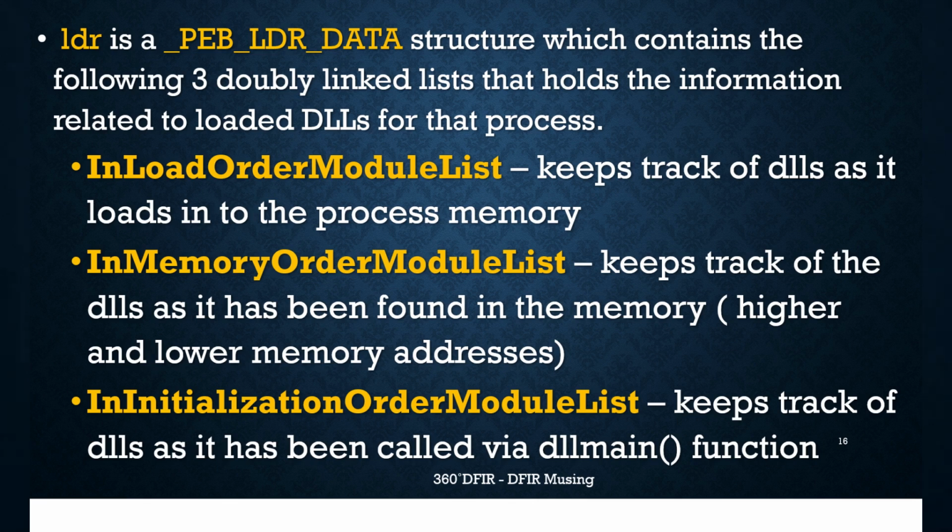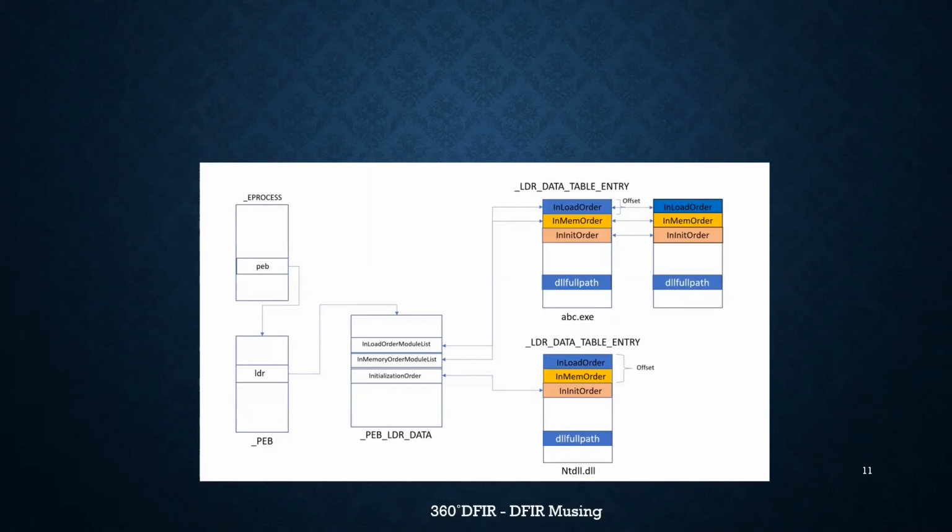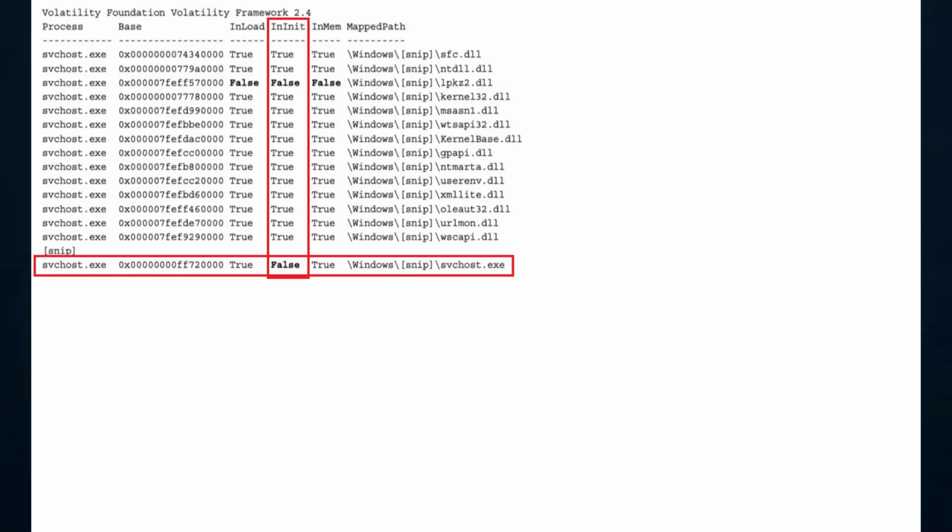The only exception is that the exe itself will not be part of the init order list, because init order keeps track of DLLs based on the DLL's main function. When the DLL main function is called, the DLL is added into the init order list. But an exe does not have that, because it is an exe, not a DLL, so it does not have a DLL main function and will not get recorded into the init order list. That's why we saw true, false, true for the exe. The exe will not be part of the init list.